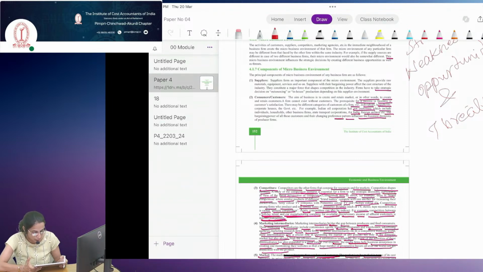So suppliers form an important component of the microenvironment. The suppliers provide raw material, equipment, services, and so on. Suppliers with their bargaining power affect the cost structure of the industry. They constitute a major force that shapes the competition in the industry. Firms have to take strategic decisions on outsourcing or in-house production depending on their supplier environment.